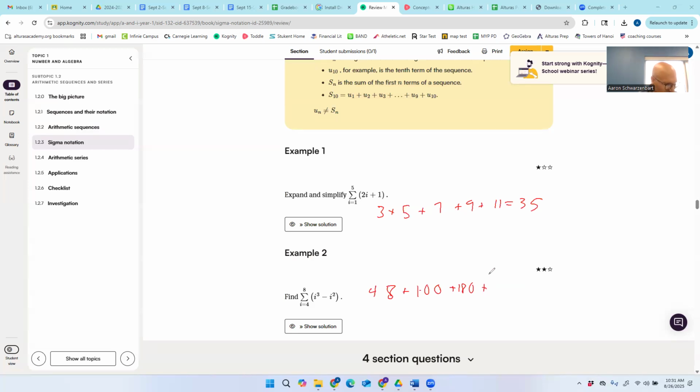7. Now's where they're getting big. 294. When I add all these numbers up, I get 1070.